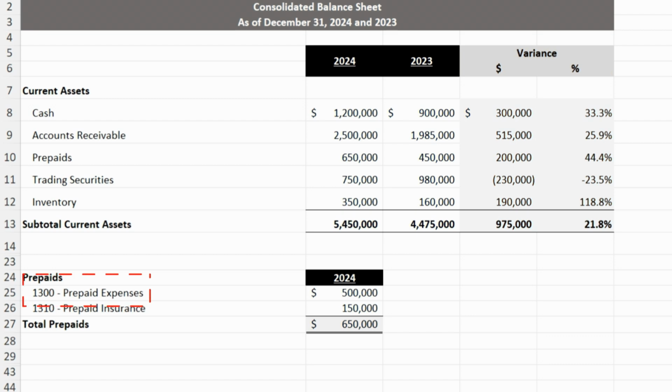Prepaid expenses are going to be my operating expenses. My other one's going to be prepaid insurance. These are my insurance policies, whether it's E&O, whether it's D&O. These are insurance policies that have future economic value. I'm expensing them over the useful life of the insurance policy. So in this situation, 1310, I still have $150,000 of insurance value as of the balance sheet date.